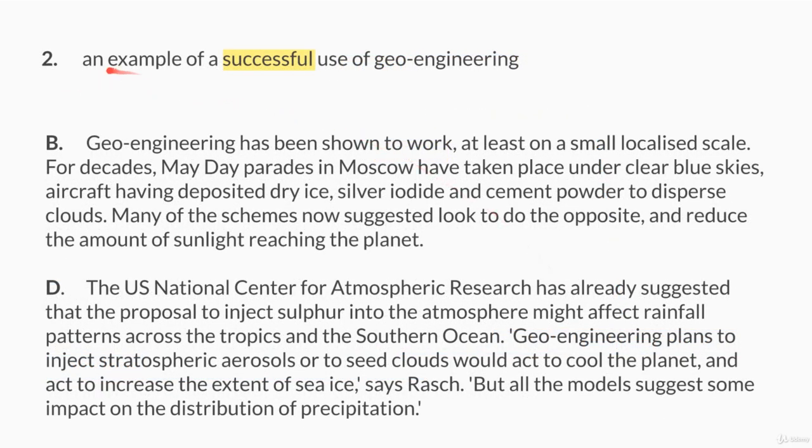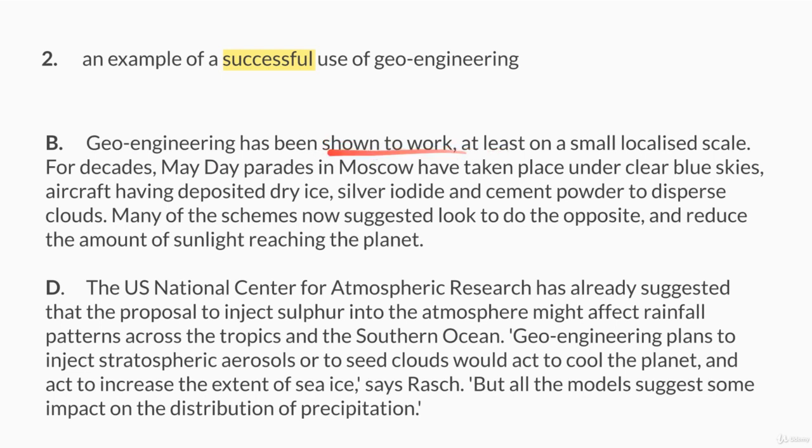Question number 2 is an example of a successful use of geoengineering. Okay, so we're looking for an example that is successful, a successful example. So here we have these two paragraphs. We're going to be comparing paragraph B and D. So let's look for synonym words and substitutes for the word successful. We are specifically looking for an example. That is the specific information that we are searching for. So here we go.